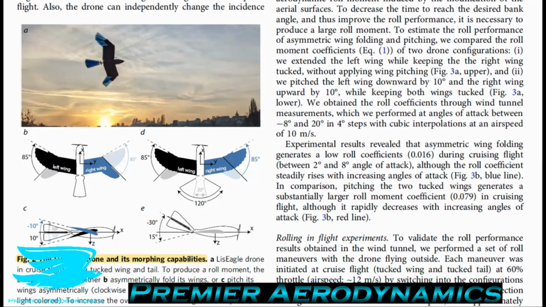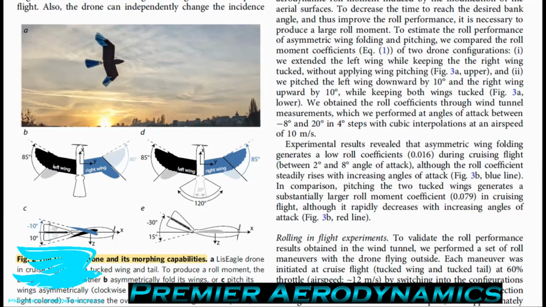The tail can be continuously deflected between a range of minus 30 degrees, so 30 degrees upwards, and 15 degrees downwards. So a 45-degree range. The tail elevation produces a positive pitching moment, which increases the drone's angle of attack and thus lift force. As I mentioned, with regular airplanes as well, by pitching the elevator down, you're producing a lift up, which then pitches the nose forward, and that reduces the angle of attack of the entire aircraft, and vice versa.